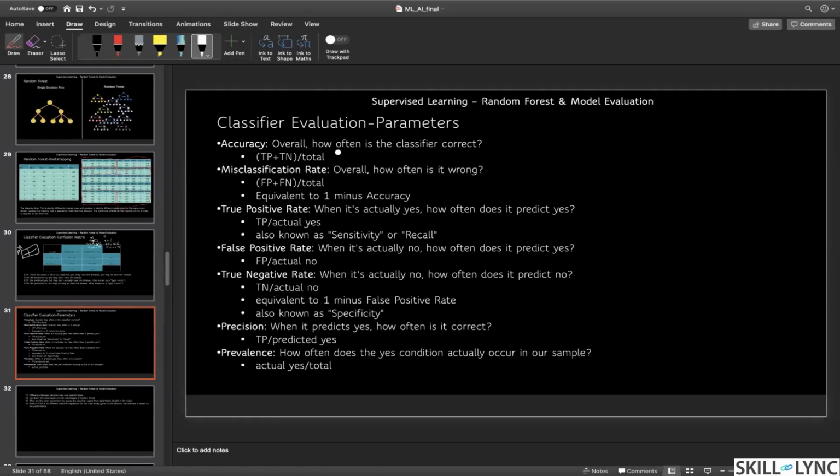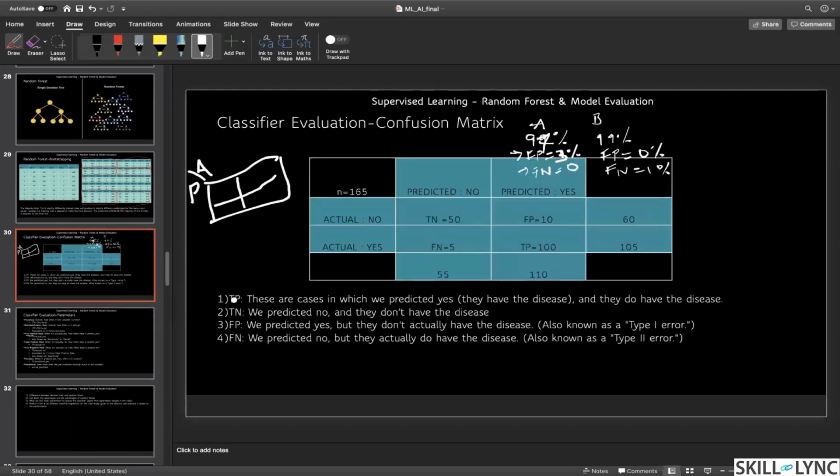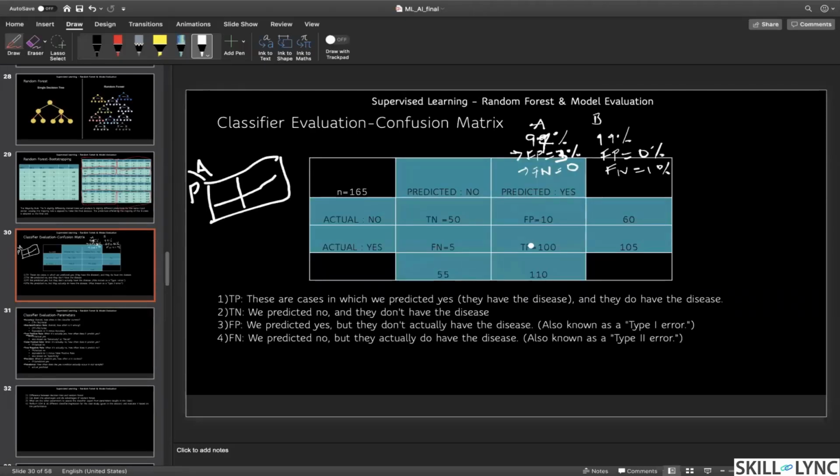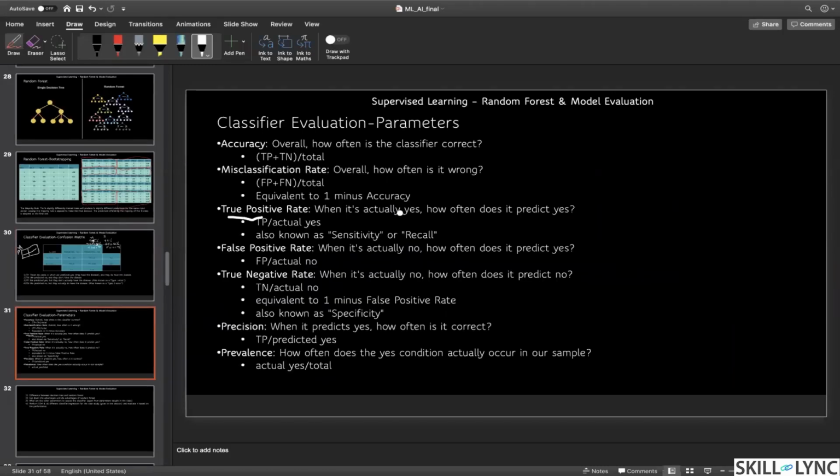What is true positive rate? This is important, guys, you should remember. In interviews, they will ask you what is recall, or what is sensitivity, or what is true positive rate. This is true positive rate, not true positives. Here it is true positive rate. So what is true positive rate? When it is actually yes, how often does it predict yes? So true positives divided by actual yes. That means true positives divided by true positives plus false negatives, right? When it is actually yes, how often does it predict yes?